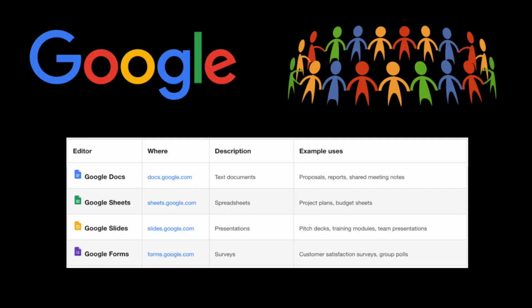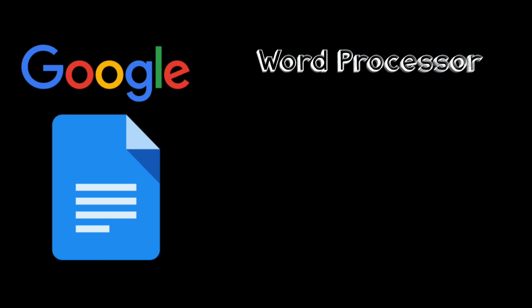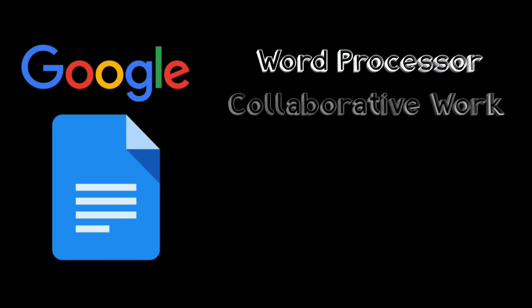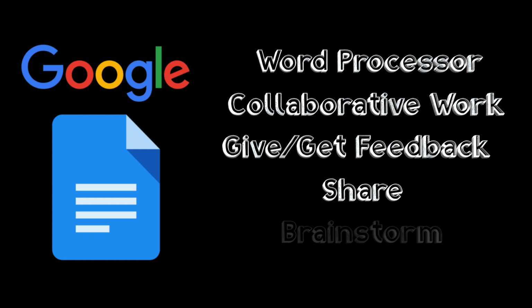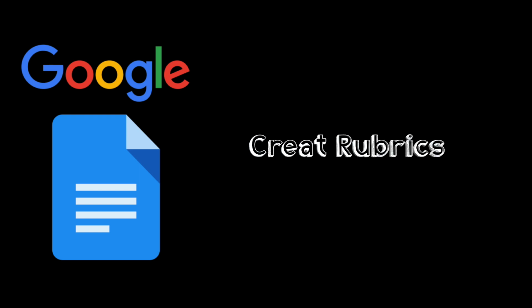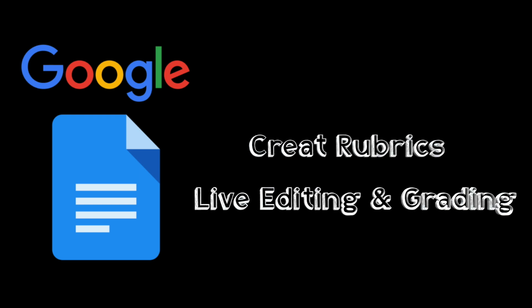There are 4 main Google apps that we can use for collaboration. In this session, we're going to be focusing on Google Docs. Google Docs is an online word processing application that is perfect for classroom use. Students have the opportunity to do collaborative work, get feedback in real time, share their documents on the web, and collaborate and brainstorm as a team. For teachers, this is the perfect tool to create rubrics and grade student written work in real time.